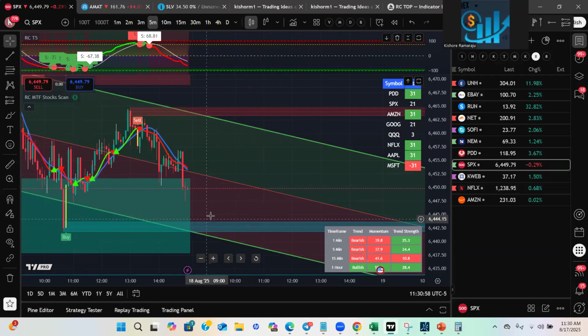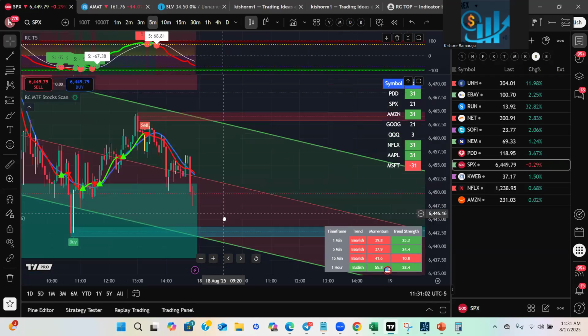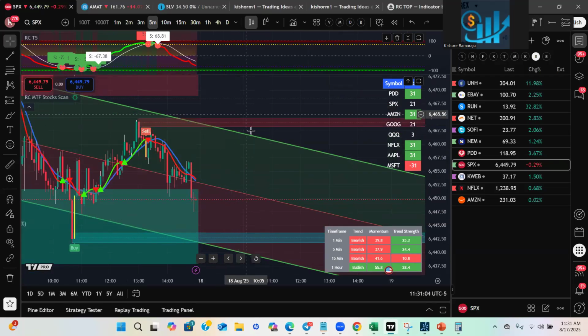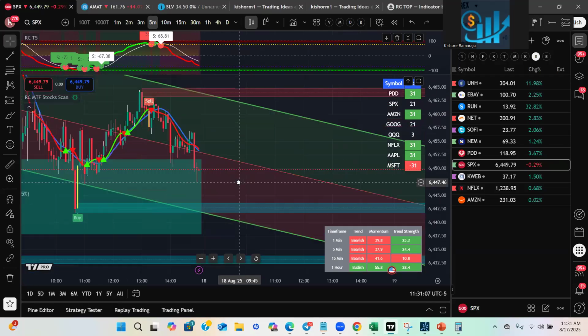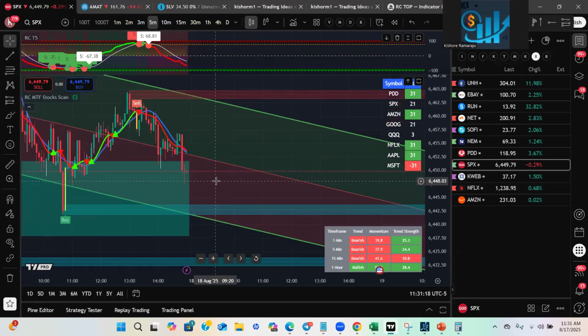So we do bull puts at a support, at the bottom of the channel. We do bear calls at the resistance, at the top of the channel. We do bull puts when we think price will go up. We do bear calls when we think price will go down. So you are acting as a seller rather than a buyer. If you want to take low risk and take advantage of theta decay and implied volatility (IV) decay, then trading spreads will give you that advantage because you are a seller.